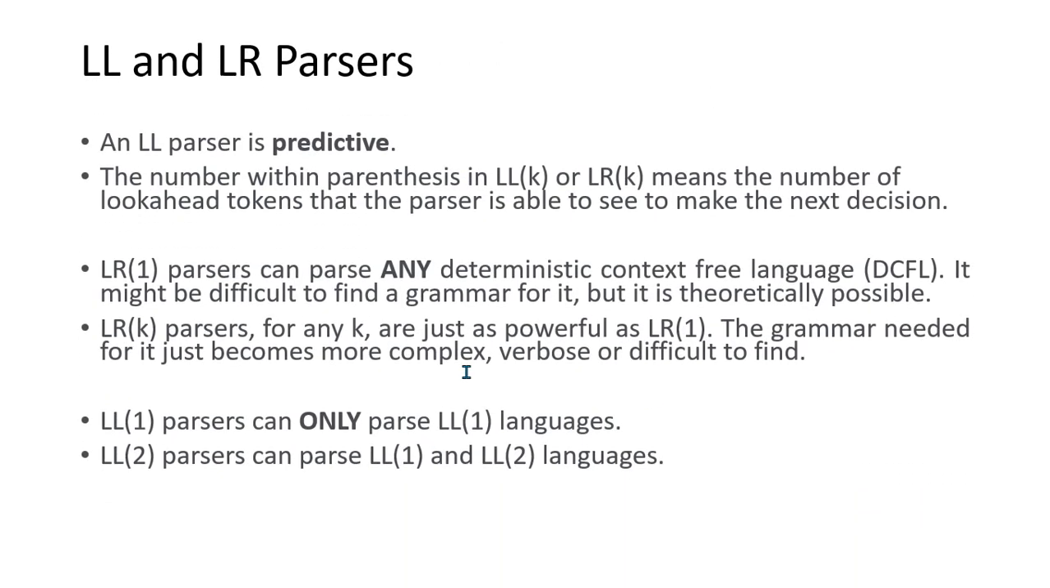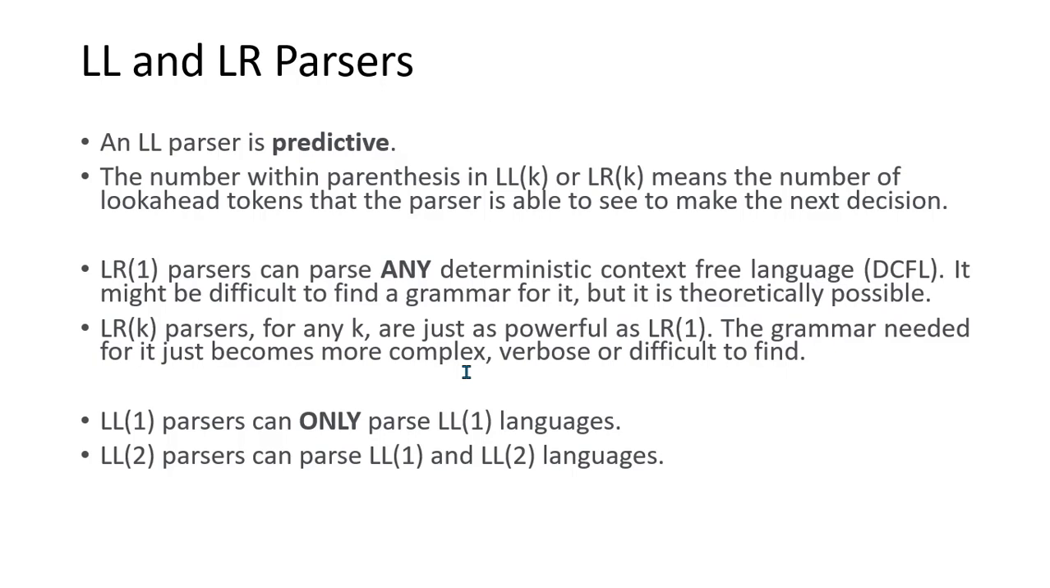LL and LR parser. An LL parser is predictive. The number within parentheses in LL or LR means the number of lookahead tokens that the parser is able to see to make the next decision.